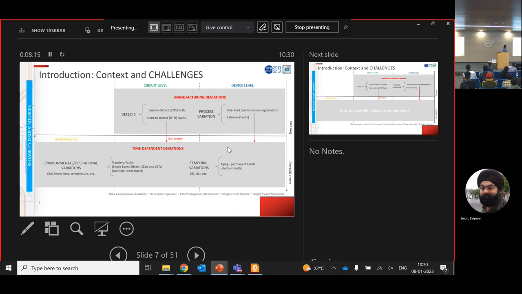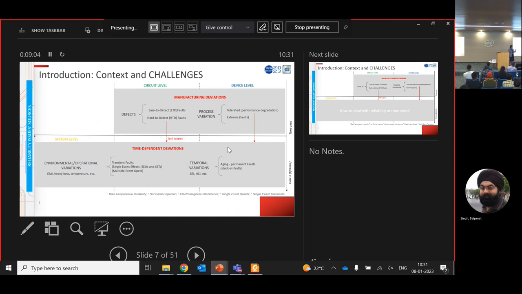We have these manufacturing deviations, okay, that can be divided into main categories. Basically, during the manufacturing process of this device, of CMOS as well, we can have some defects, which means that during the manufacturing process, you have deviations and they are going to introduce some defect. And then you can also have a process variation that has another aspect. Process variation can be divided into two categories again. We have what you call tolerated process variation, which means that we can tolerate it because this variability is not going to change the functionality of the device. This variability is just going to impact the performance of this device.